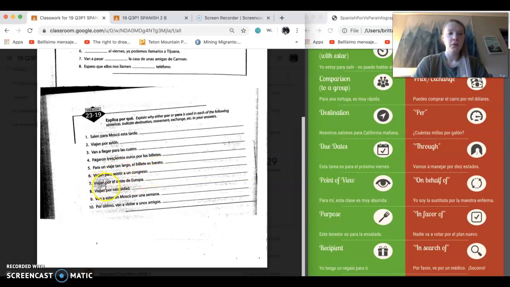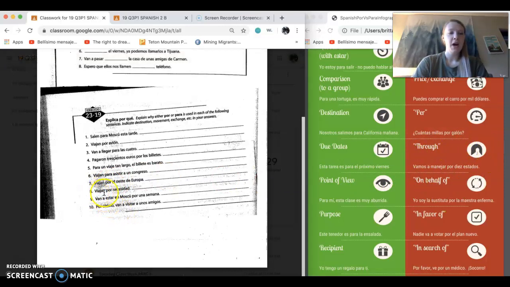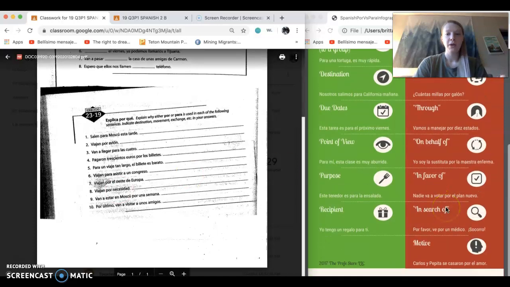Number 7, por el oeste de Europa. Okay, they are traveling through the east of Europe. Okay, so for this one, I'm sorry, the west of Europe. So if they're traveling through the west of Europe, the reason they chose por is for that word through. Okay. Number 8, viajan por necesidad. They are traveling for necessity, like they have to travel. So that one I took as motive. Okay, so you could choose motive as your term there.